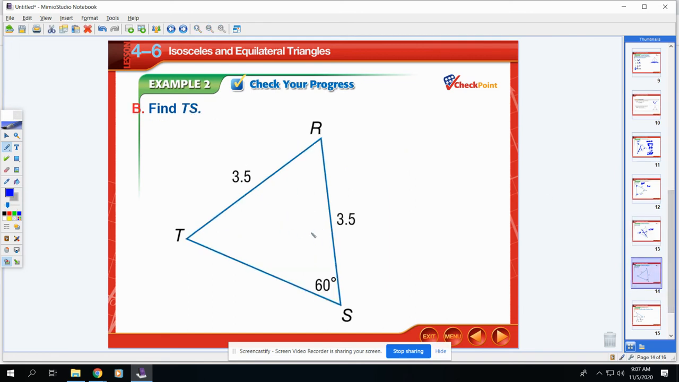TS, okay, TS. If this was an equilateral triangle, we would be able to tell what TS is. So this is 60, this is 60, that's 120 degrees so far. If we add those two angles, we know all triangles add up to 180. So 180 minus 120 would give us angle R here, which is 60. So yes, equilateral triangle, all three angles are 60. TS would also equal 3.5.